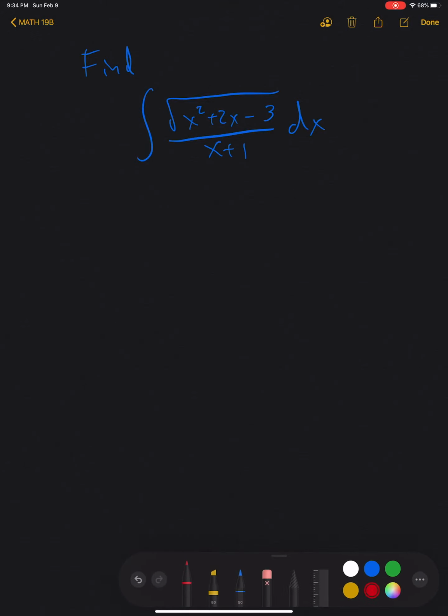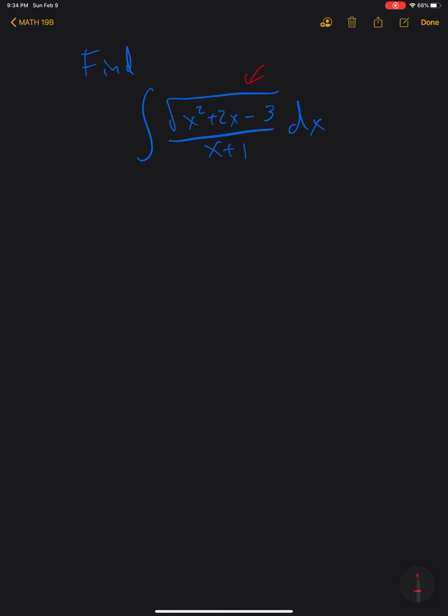Let's look at an example of trigonometric substitution. Suppose we want to find the following integral: the integral of the square root of x squared plus 2x minus 3, divided by x plus 1, dx. Now in this case, we can think that we can use trigonometric substitution because of the square root.